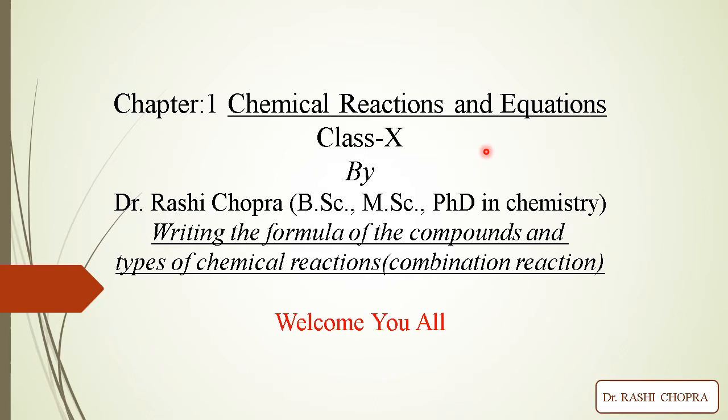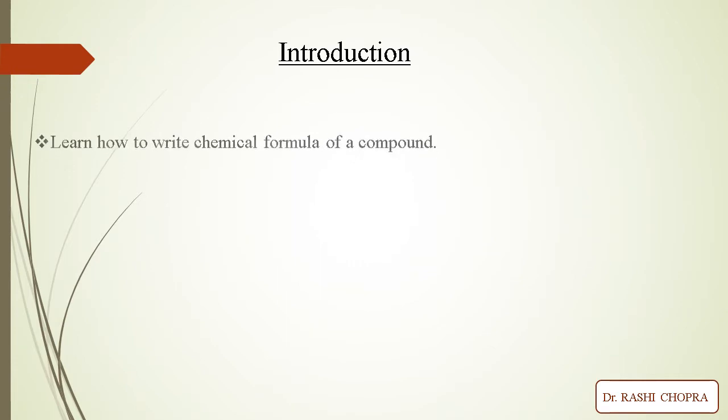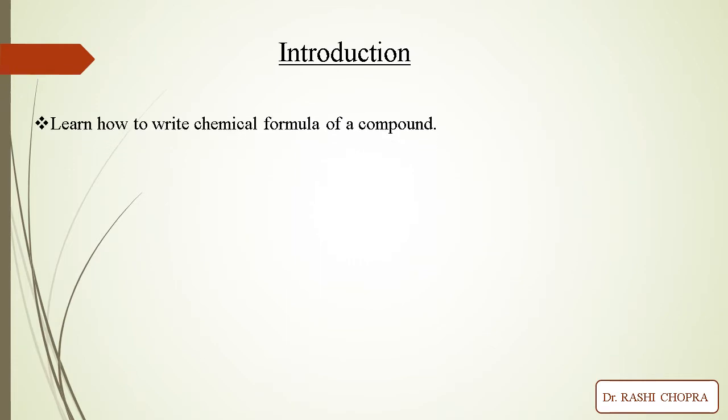So first, we will discuss how you can write the formula of the compounds, and then we will discuss the five types of chemical reactions. There are five major types of chemical reactions, but in this session, we are going to discuss only the combination reaction. The rest, four. So what we will learn today, the first thing, is to write the chemical formula of the compounds that we have just discussed.